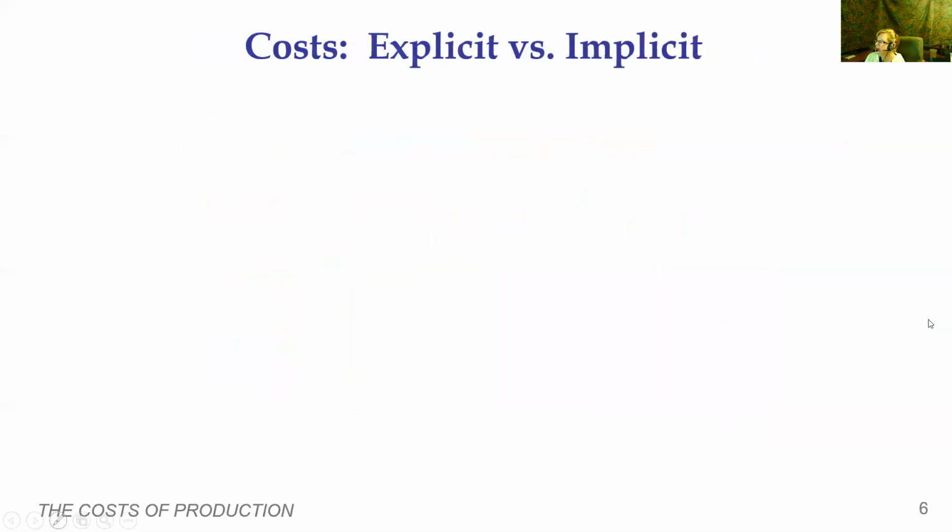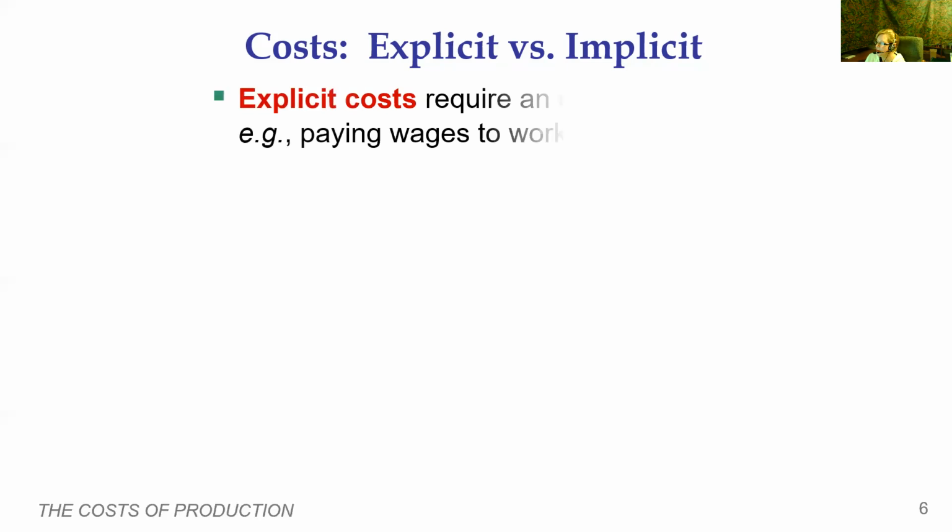All right, so let's talk about how an economist and an accountant view cost. Cost can be either explicit or implicit. An explicit cost has a dollar amount attached to it. You can easily quantify it, okay? So it's quantifiable.